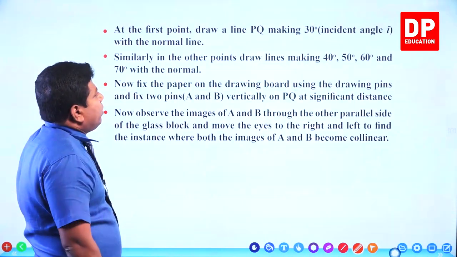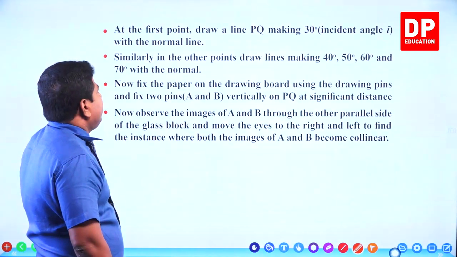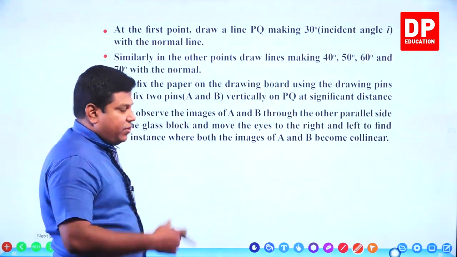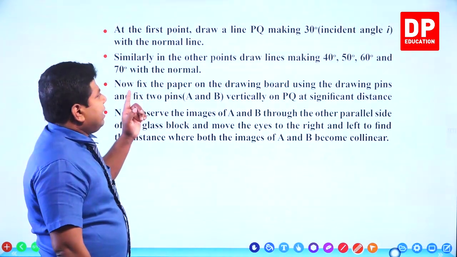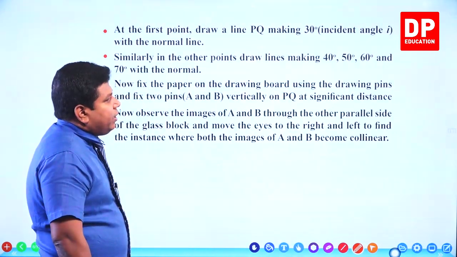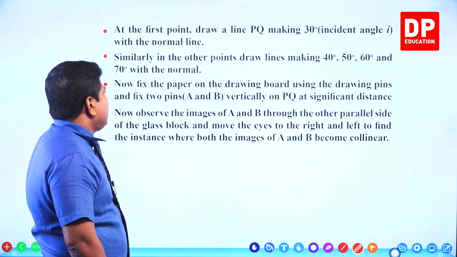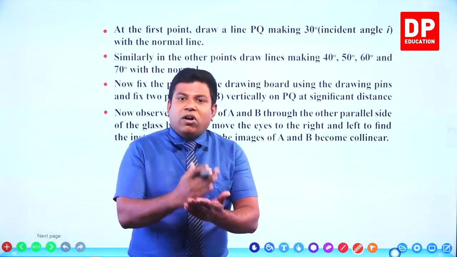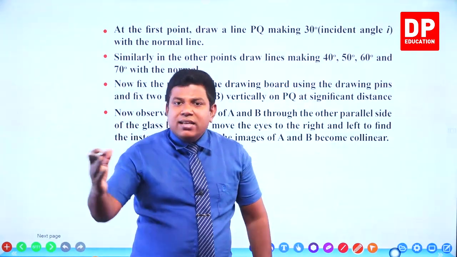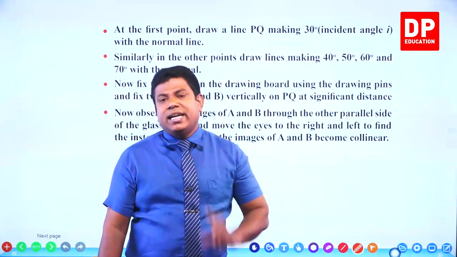At the first point, draw a line PQ making 30 degrees with the normal line. So first we are going to take the incident angle to be 30 degrees. Similarly, at the other points, draw lines making 40, 50, 60 and 70 degrees with the normal. So we are going to have incident angles 30, 40, 50, 60 and 70 degrees. 5 different incident angles I am going to take.